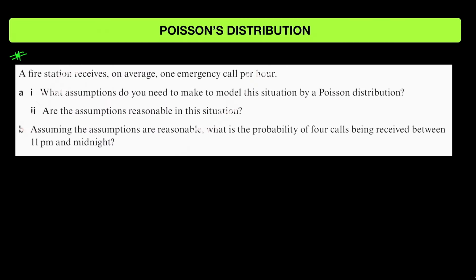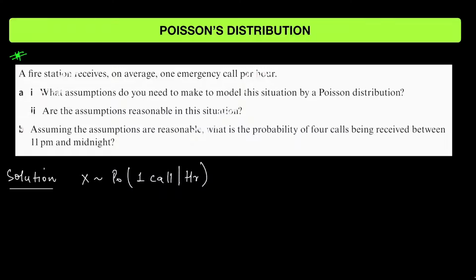Yes, so now we are having one more question of a similar type in which we need to apply the Poisson distribution. So let's see how we apply the concept of Poisson distribution in this question. Let's write down the solution of it. The question says that a fire station receives on average one emergency call per hour. Okay, so X follows Poisson distribution with one emergency call per hour. Okay, so this is the case.